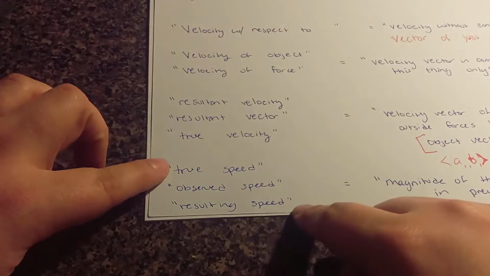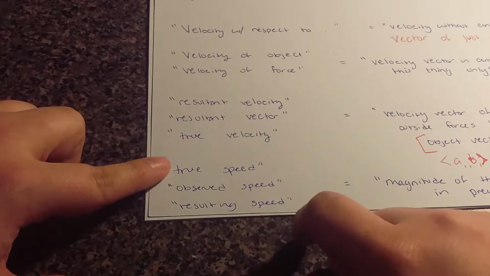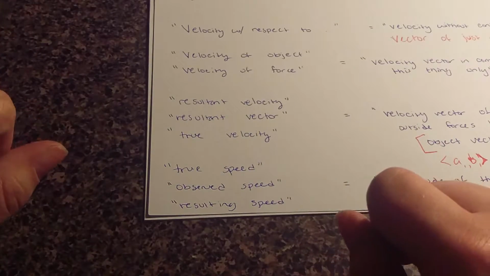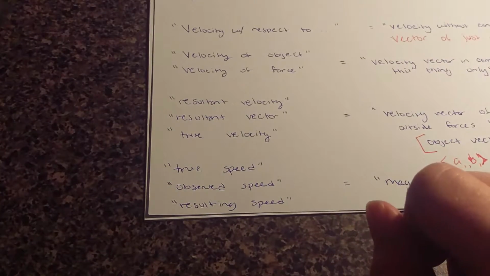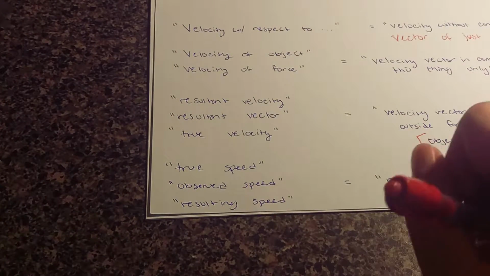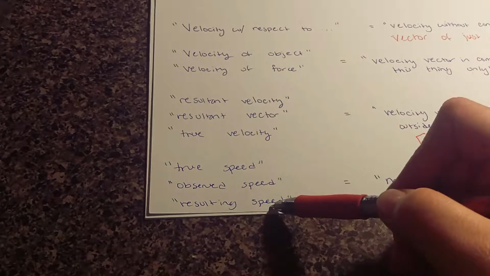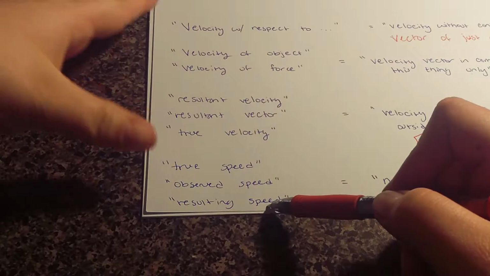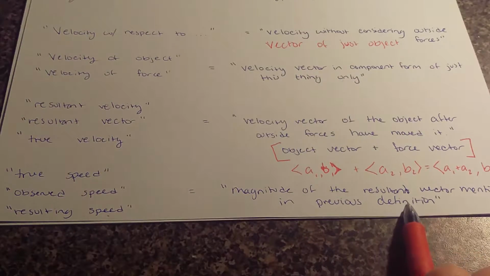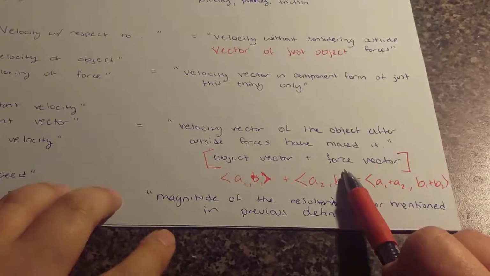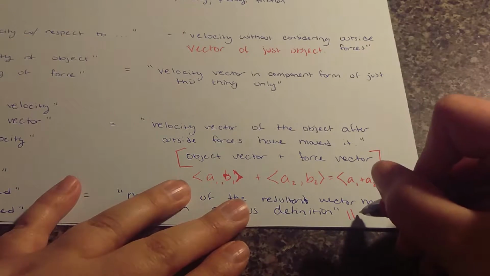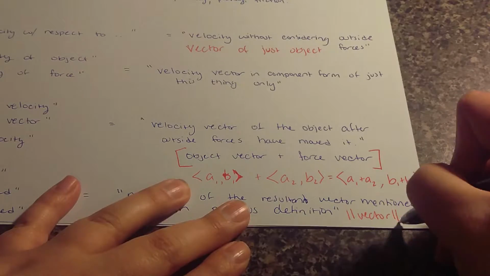Then we have another phrase called true speed, which we had in our notes and is on the worksheet, but you may see something like observed speed, or speed observed by a bystander, or the resulting speed, because they use the word resultant up here. Anything that is talking about the speed of the object after you've considered the force is only asking you to find the magnitude of the resultant vector that we just did up here. So all this is asking for is the magnitude of the vector in the previous problem.